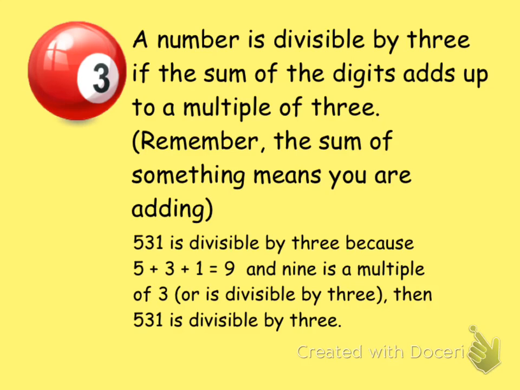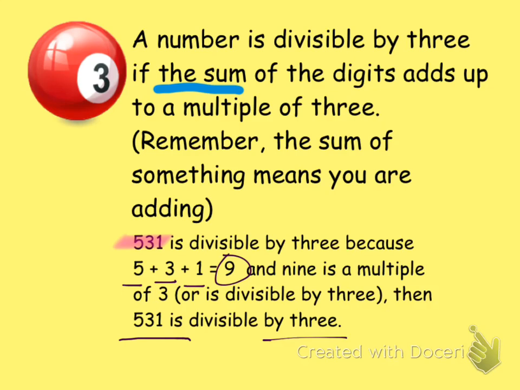Next rule is for the number 3. Is it divisible by 3? It will be if the sum of the digits adds up to a multiple of 3. Sum means add. Your example would be 531. To find out if it is divisible by 3, you want to add those 3 digits up. So 5 plus 3 plus 1 equals 9. 9 is divisible by 3, or another way to say it is 3 goes into 9. Therefore, you know that 531 is divisible by 3.